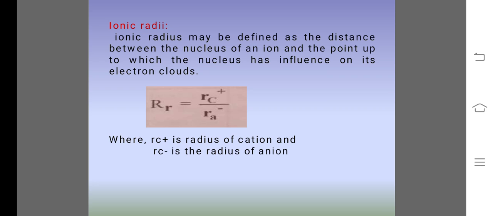Now ionic radii may be defined as the distance between the nucleus of an ion and the point up to which the nucleus has influence on its electron clouds. So ionic radii are equal to Rc plus divided by Ra minus, where Rc plus is the radius of cation and Ra minus is the radius of anion. It is the simple formula to calculate the ionic radii, and if we know the radius of cation and the radius of anion, then we can easily calculate the ionic radii.